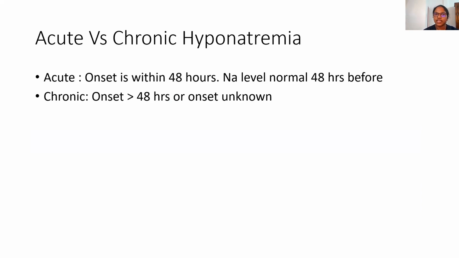We say acute when the onset is less than 48 hours. So you should have a well-documented history, you should be quite sure that the sodium level had been normal before 48 hours. We call it chronic when the onset is more than 48 hours. Sometimes life is not as easy as that, acute or chronic. Most patients don't give a history at all. In those situations, if you do not know the history, you consider it as chronic.